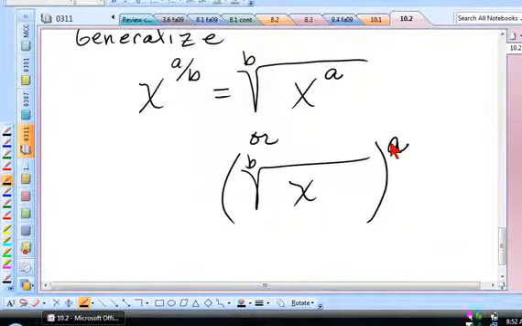Now, which one do I usually use? I usually use this one. The reason being, if x is a number, I would rather take the root of a smaller number and then raise it to a power than take this base, raise it to a power, let it get really, really big, and then try to take the root. So I like to take the root first, and you'll see that in the next question.